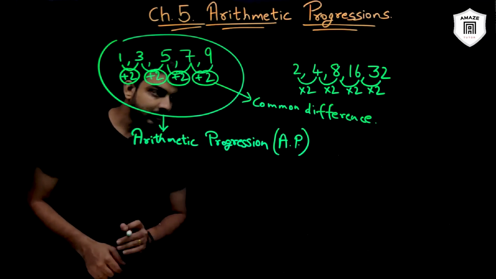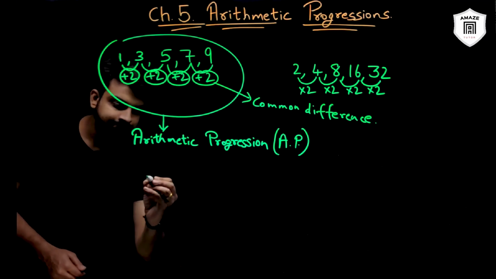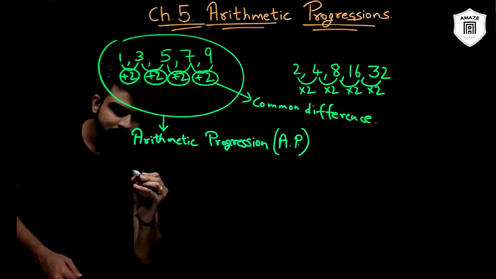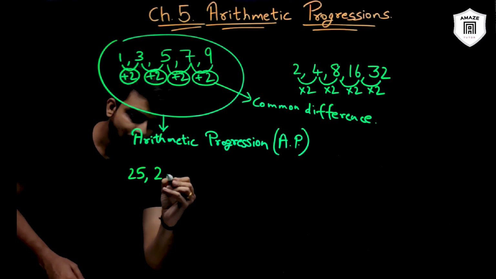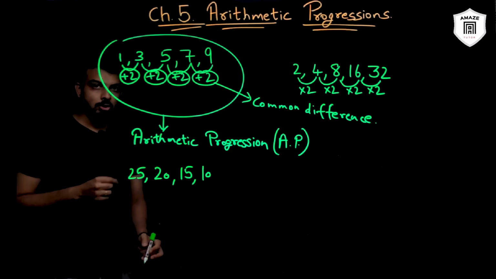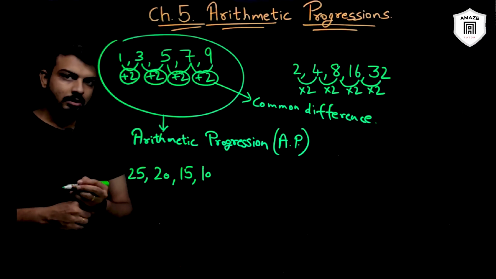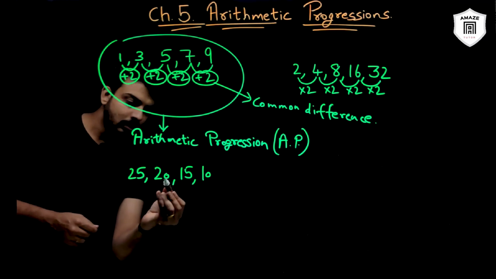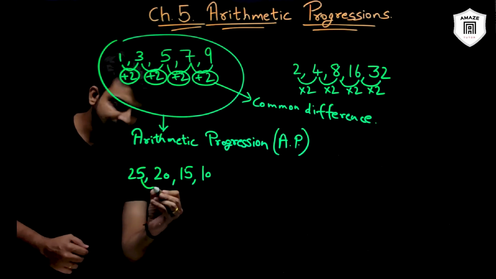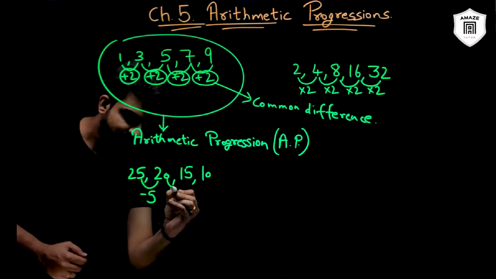Okay, let's say I am having a particular pattern as 25, 20, 15, 10 and so on. So you can look here, what is done here? It is getting decreased, right? So here the common difference is nothing but minus 5.